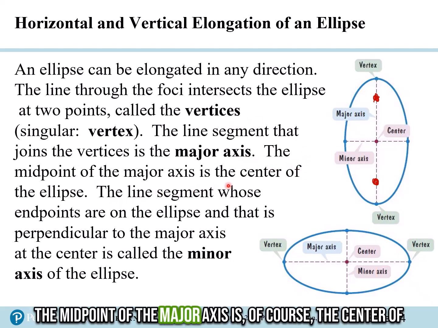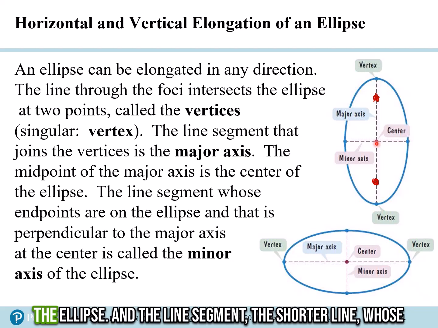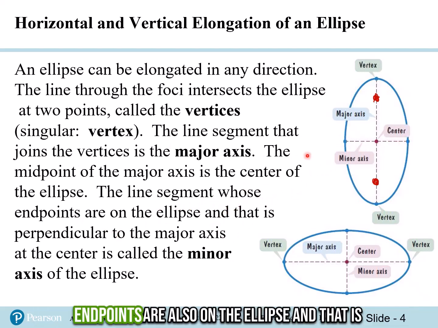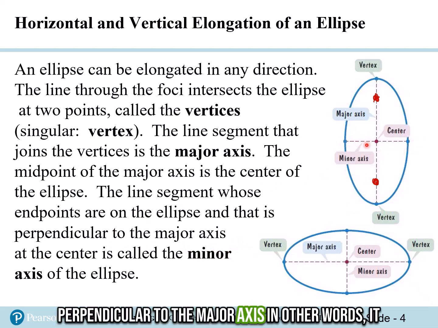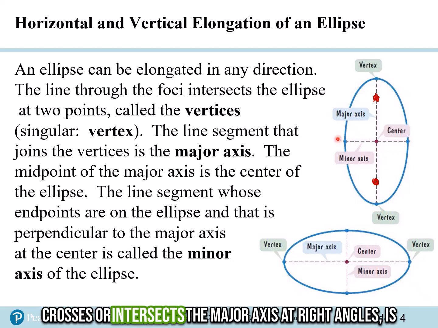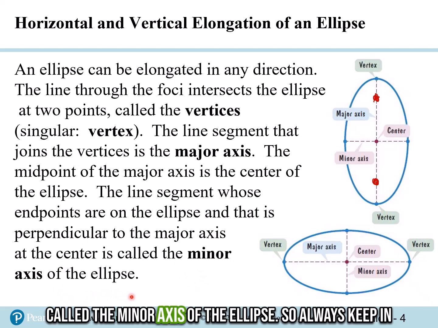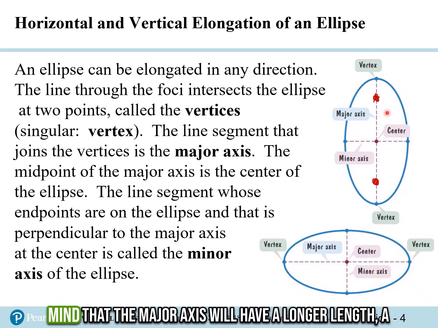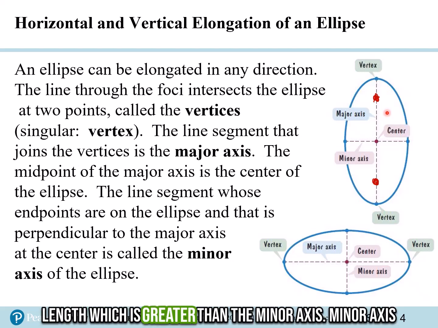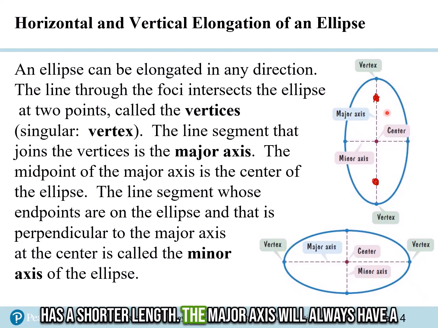The midpoint of the major axis is, of course, the center of the ellipse, and the shorter line segment, whose endpoints are also on the ellipse, and that is perpendicular to the major axis, in other words, it intersects the major axis at right angles, is called the minor axis of the ellipse. So always keep in mind that the major axis will have a longer length, greater than the minor axis. The minor axis has a shorter length. The major axis will always have a longer length.